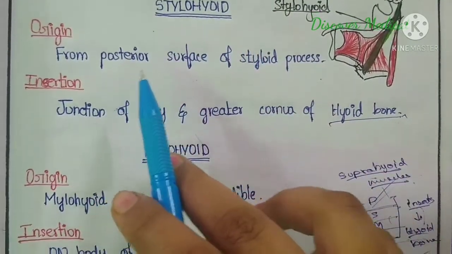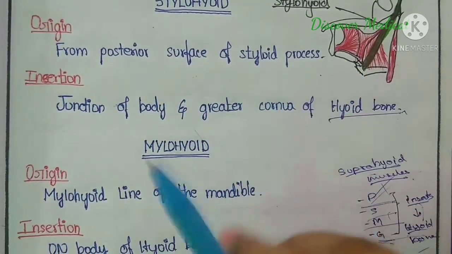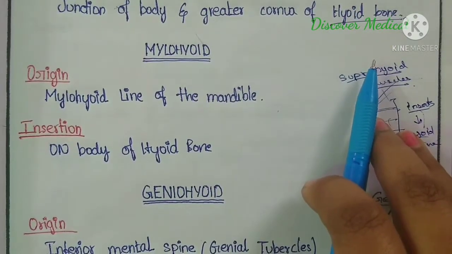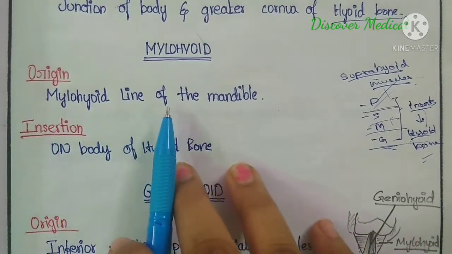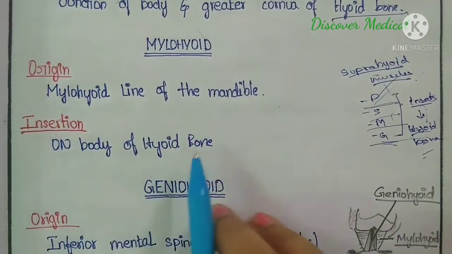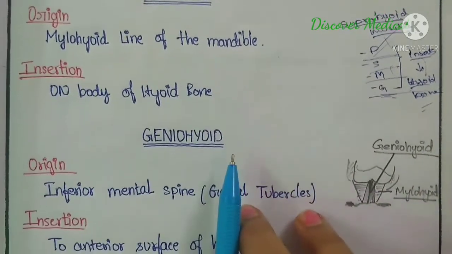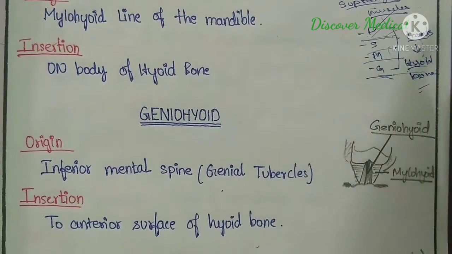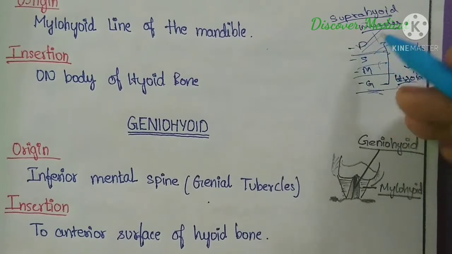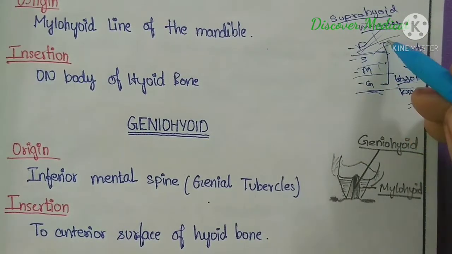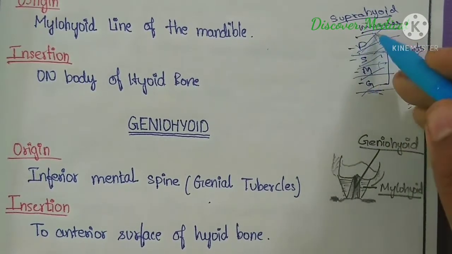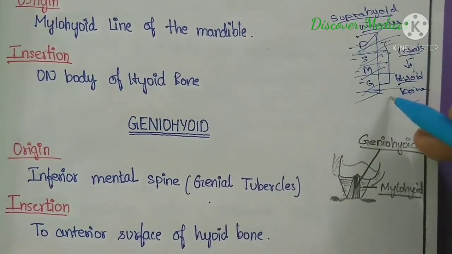Stylohyoid. Origin from the posterior surface of the styloid process, inserted to the hyoid bone. Mylohyoid. Origin from the mylohyoid line of the mandible and inserted to the hyoid bone. Geniohyoid. Origin from the inferior mental spine and inserted to the hyoid bone. All suprahyoid muscles, digastric, stylohyoid, mylohyoid, geniohyoid, are inserted into the hyoid bone.